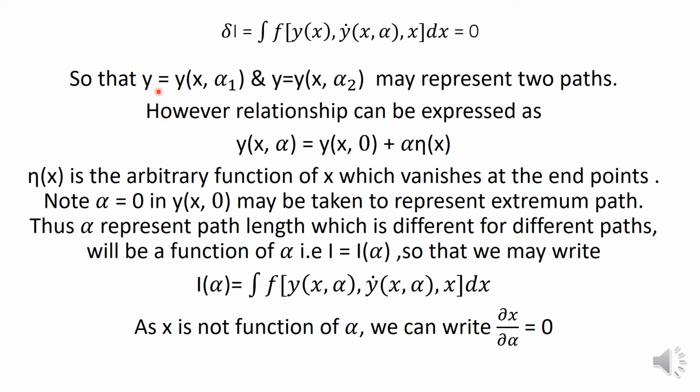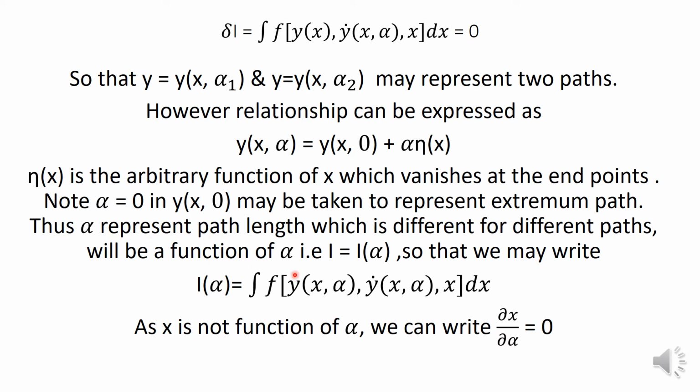However, the relationship can be expressed as y(x, alpha) equals y(x, 0) plus alpha eta(x), where eta(x) is an arbitrary function of x which vanishes at the end points. Note that alpha equals 0 in y(x, 0) may be taken to represent the extremum path. The alpha represents the path length, which is different for different paths.